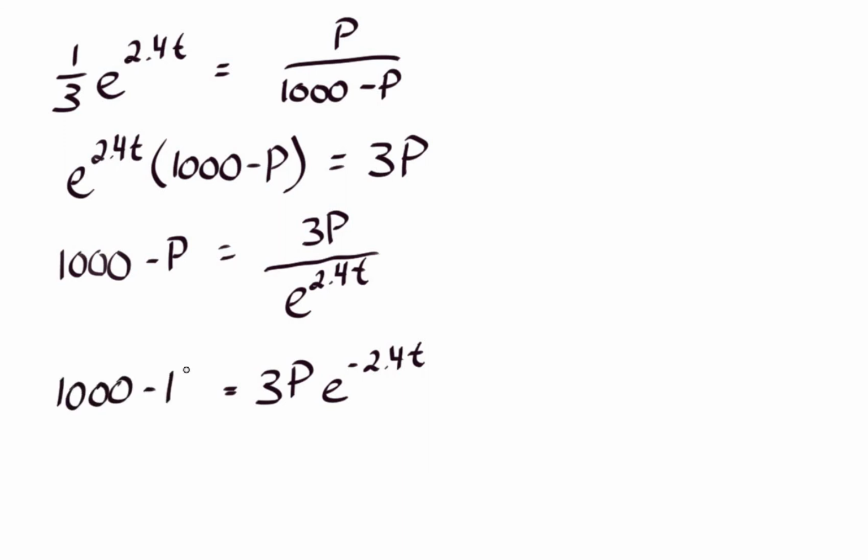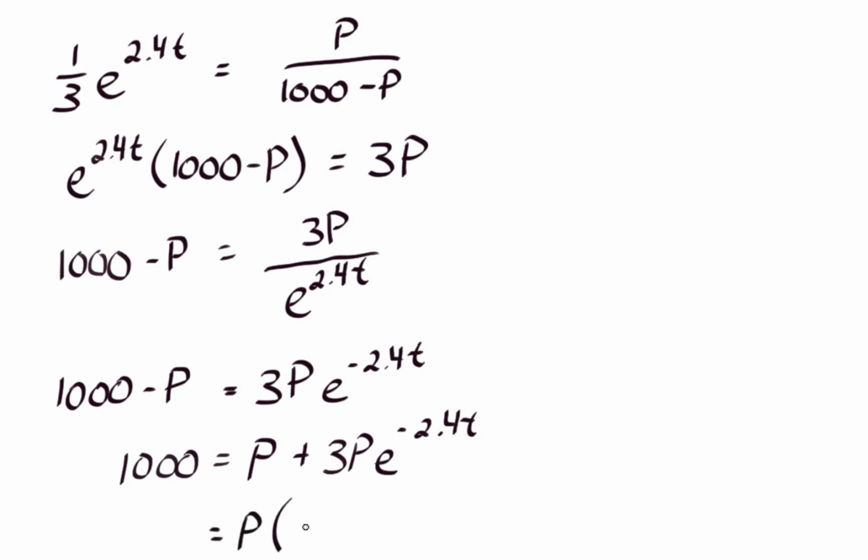And over on the left hand side, we just have 1000 minus p, and so now we can add p to both sides. We have 1000 equal to p plus 3p times e to the minus 2.4t. And finally, we're at a stage where we can drag out a common factor of p, and we're left with 1 plus 3 times e to the power of minus 2.4t.